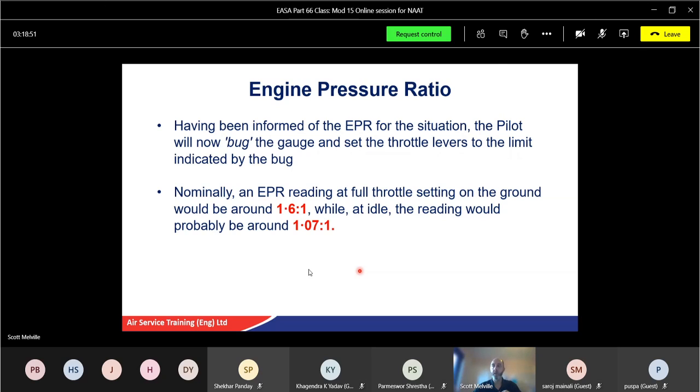Normally, an EPR reading at full throttle setting on the ground would be around 1.6 to 1, while at idle, the reading would be around 1.07 to 1.